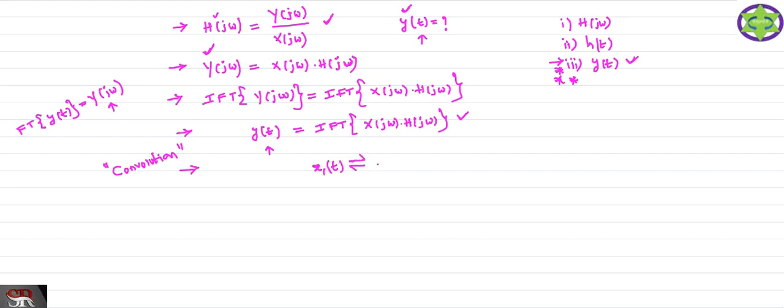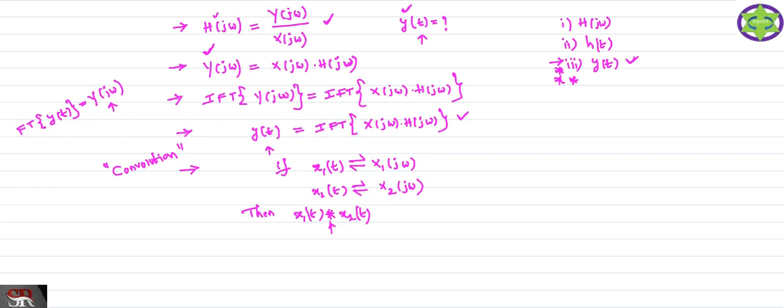For x1 of t, the Fourier transform is x1 of j omega. If x2 of t is another time domain signal, its Fourier transform is x2 of j omega. Then the convolution property of the Fourier transform states that if we convolve two input signals, x1 of t and x2 of t, this is nothing but the convolution operator.